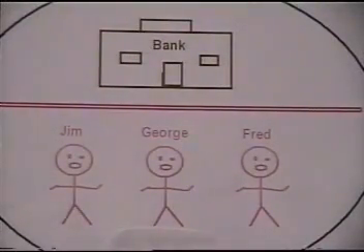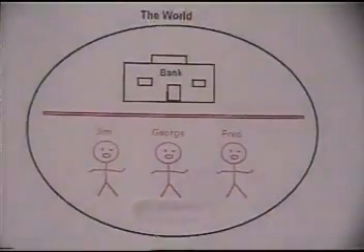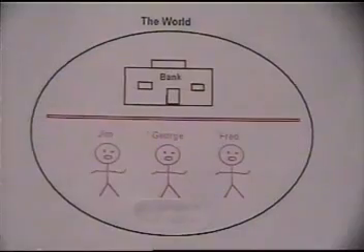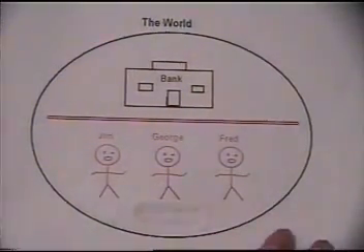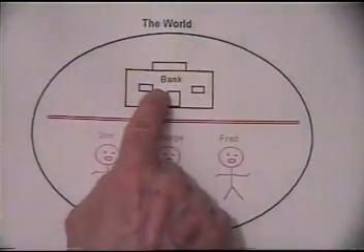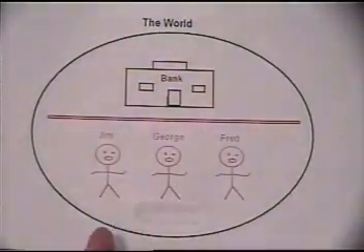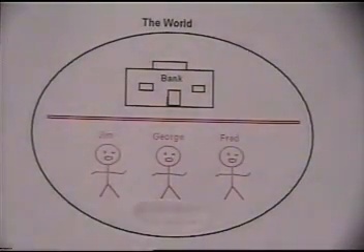So these three people are the only three people in the world, and they live in this imaginary world. There's Jim, George, and Fred. And there's only one bank in this world. Here's the world. And these people can only go to that one bank.